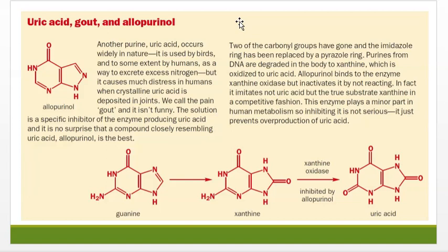The solution is a specific inhibitor of the enzyme producing uric acid, and it is no surprise that a compound closely resembling uric acid, allopurinol, is the best. Here you can see guanine, xanthine, and uric acid, the transformations of each one.